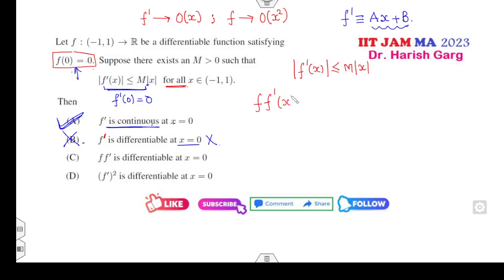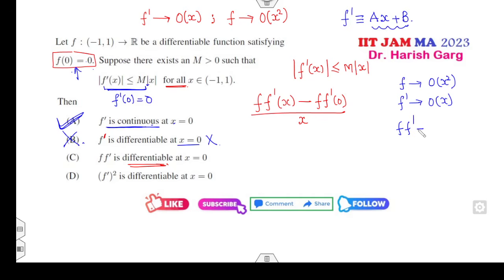Fine. इसकी definition यही बनेगी f into f dash of 0 divided by x. ये बनेगा ना डिफरेंशियबल लिमिट x अप्रोचेस 0. अब आप देखिए f का ऑर्डर कितना है आपका? ऑर्डर ऑफ द x स्क्वायर. फाइन. f डैश इज ऑफ द ऑर्डर x, तो f इंटू f डैश का ऑर्डर क्या होगा? ऑर्डर ऑफ द x क्यूब होगा.